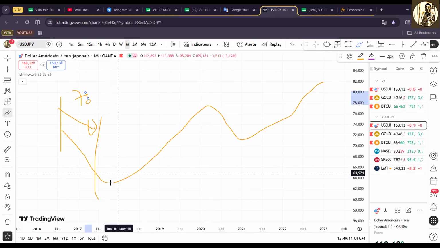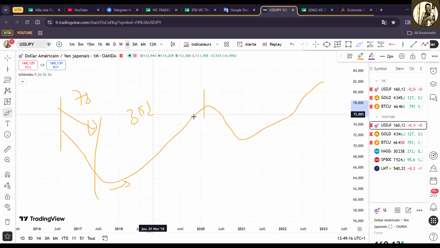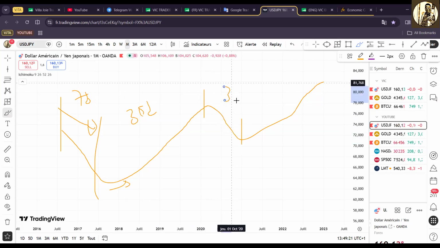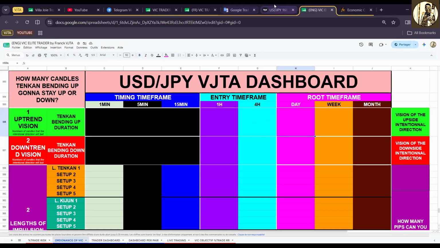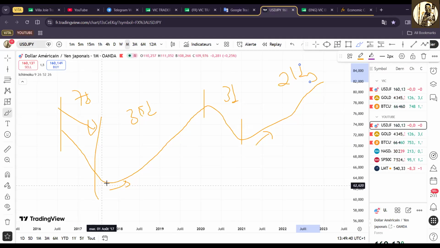Then when Tenkan bended to the upside, and it bended toward the upside for 30 days, then when it bended again to the downside, Tenkan bended for, let us say, 3 days. And then when Tenkan bended again to the upside, it bended for, let us say, 21 days. So you see this bending to the downside, bending to the upside, down, up. We're gonna come here on daily, for example, and write for the bending to the upside of Tenkan 21 days and 30 days.